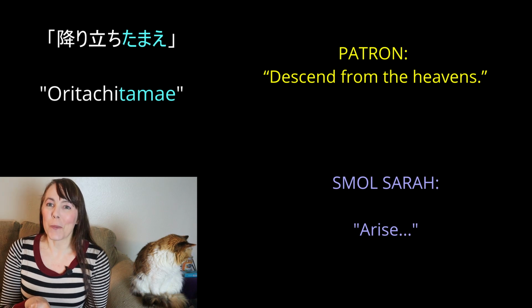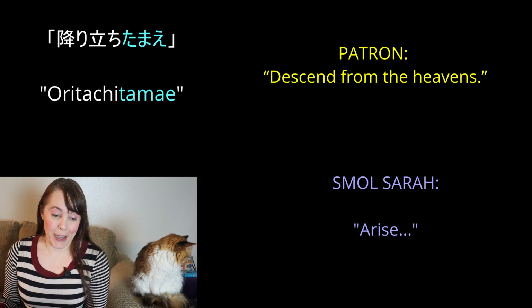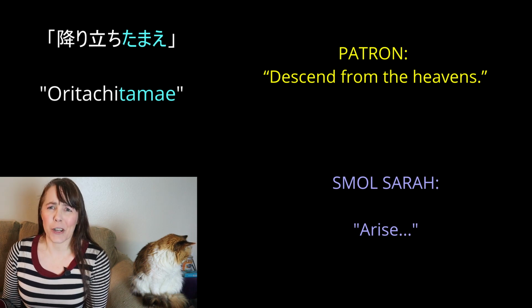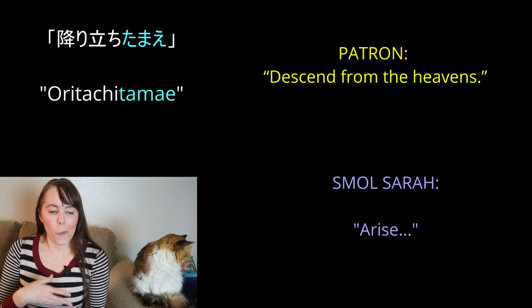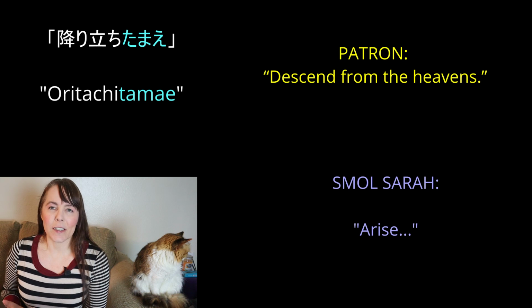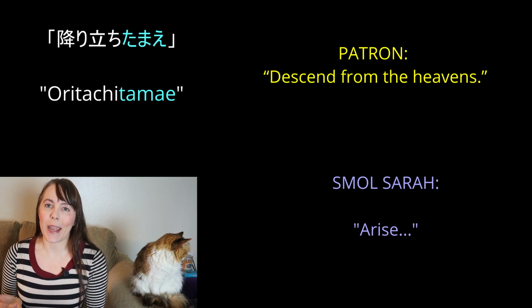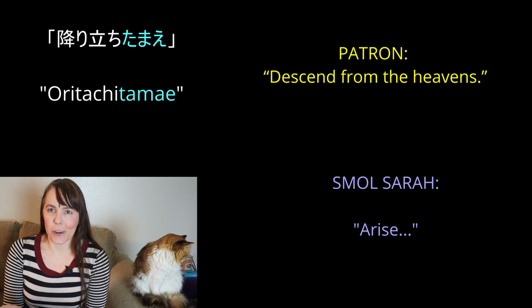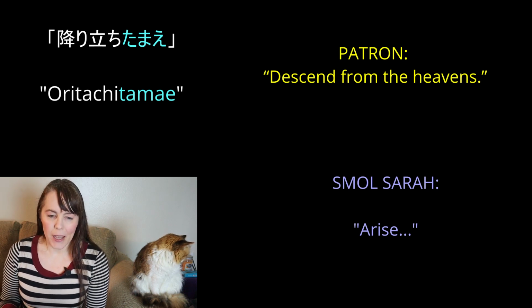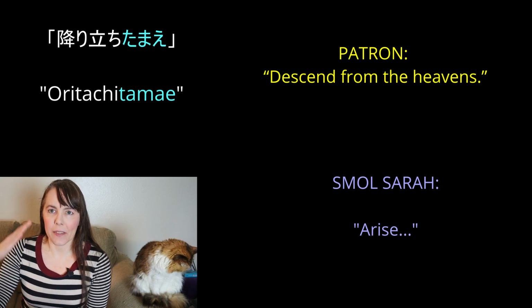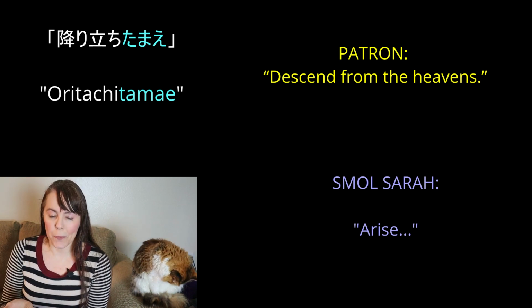So let's look at these two possible translations for Oritachi tamae. Descend from the heavens versus arise. Both of these are actually pretty good translations, and I'd say neither of them is really wrong. What's happening here is a person is commanding, sort of, to a god, to his god, to appear before them, to come to them. Descend from the heavens is a little more literally what they're saying. They're saying come down from where you are.